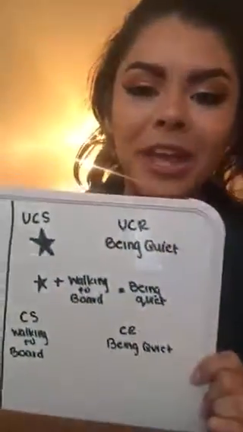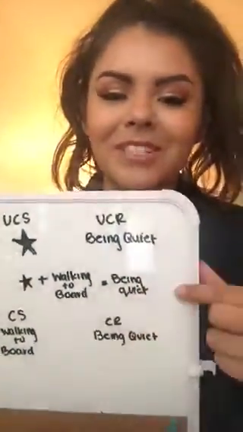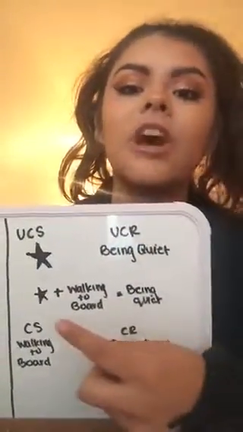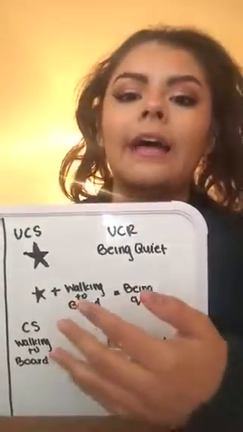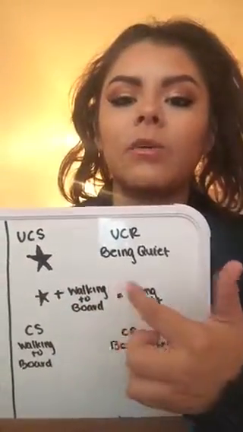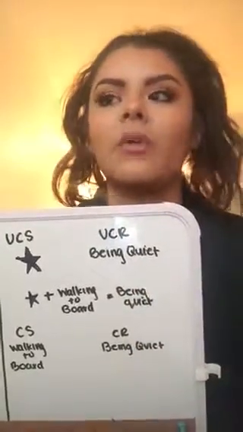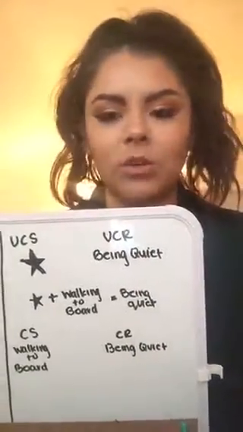So I drew out the behaviors in kind of like the classical conditioning. So we see that the unconditioned stimulus is receiving that gold star, and they receive it because they're quiet and attentive, and so that's the unconditioned response. They stay quiet and attentive so that they receive the gold star.